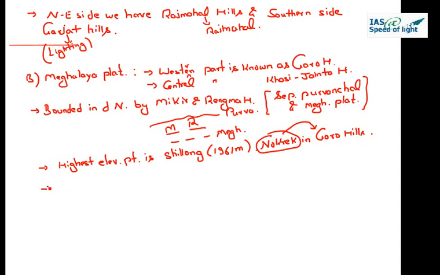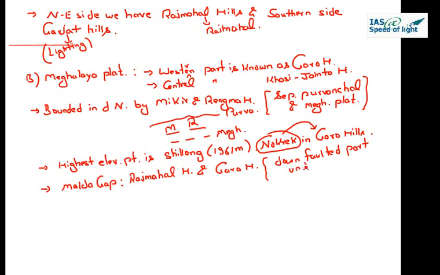There is one important Malda Gap. We have studied that it is the extension of the Peninsula Plateau, but there is a gap from the Rajmahal Hills to the Garo Hills, and this is known as the Malda Gap. It is a down-faulted part which has gone inside the thick deposits of Ganga and Brahmaputra. In brackets you can write: down-faulted part under thick deposits of Ganga and Brahmaputra.